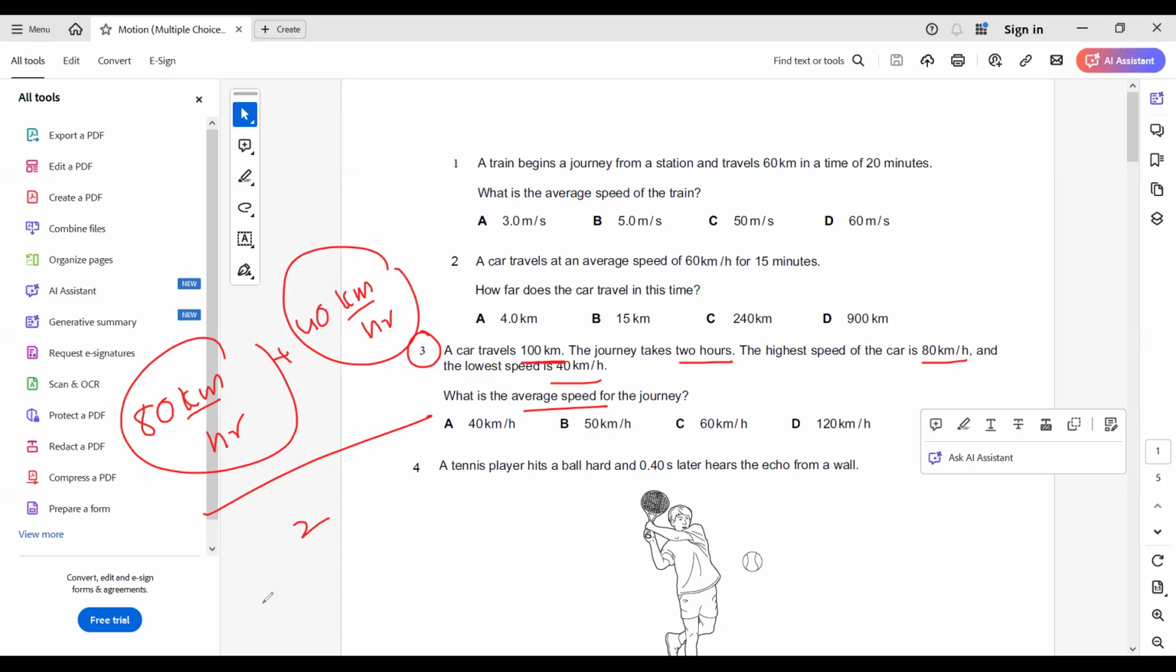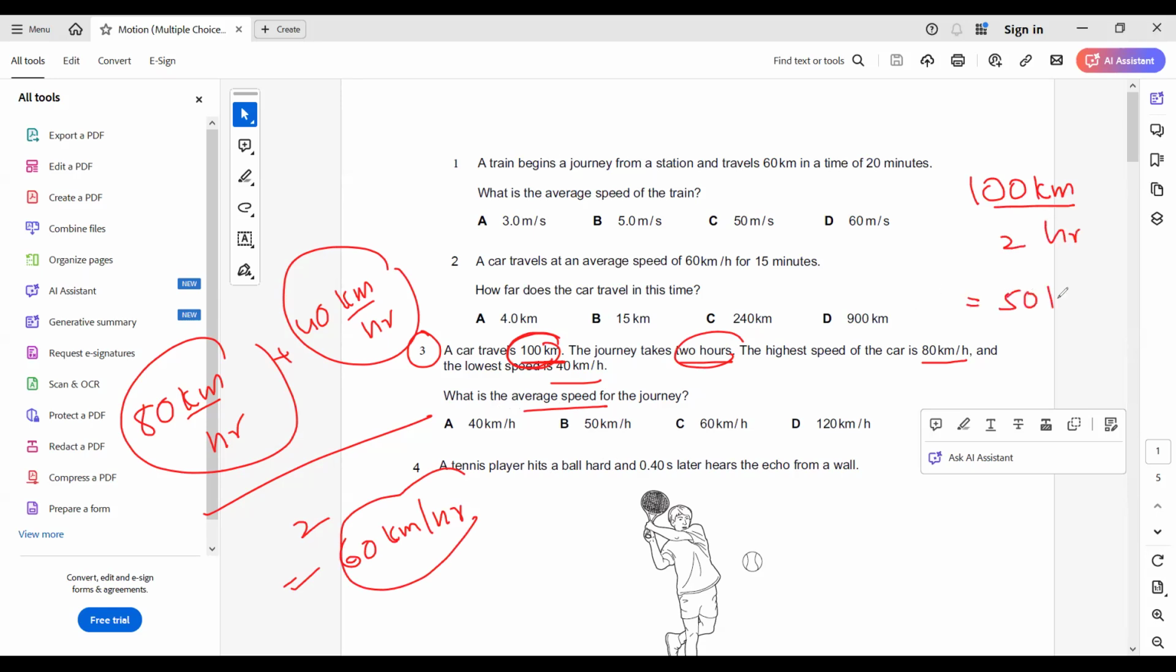Why? Because you'll get 60 kilometers per hour, and there is no such thing as average speed calculated this way. Average speed is always total distance upon total time. The question says 100 kilometers of distance traveled in 2 hours, so the answer should be 50 kilometers per hour. Your intuition also gives you the wrong answer, so please take very important note of caution. We have to work out average as we talked about in the definition.